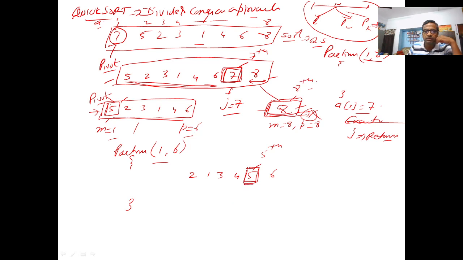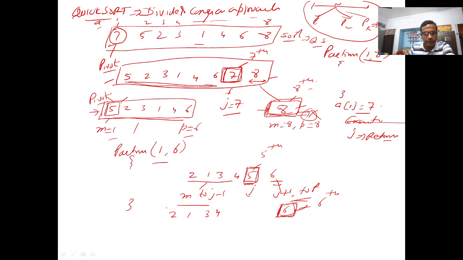Done. Now observe this. Again there are two lists made. One is from M to J minus 1, and J will be returned, right? And the second one is J plus 1 to P. Isn't it? So two lists are there, and we know that the right list contains only 6 as a single element. So it is sorted. It means it will be fixed at location 6th. Done. Now the left list is 2, 1, 3 and 4.